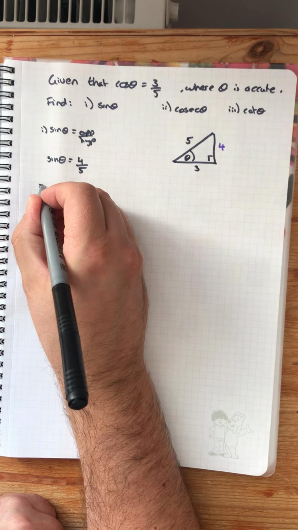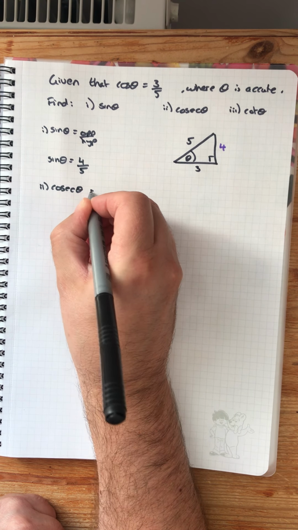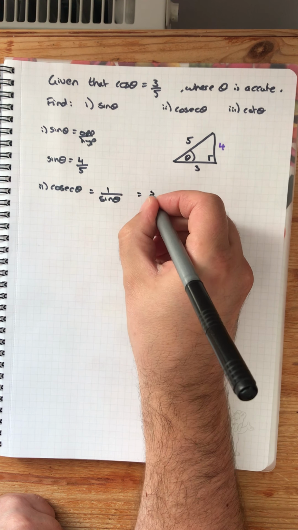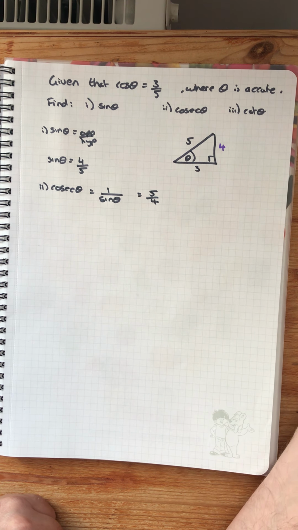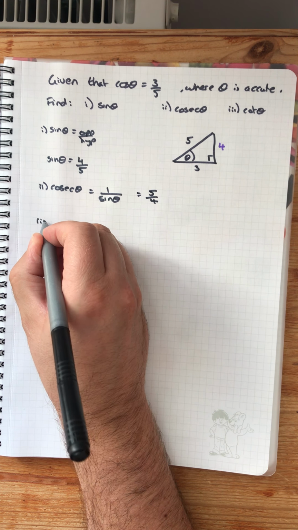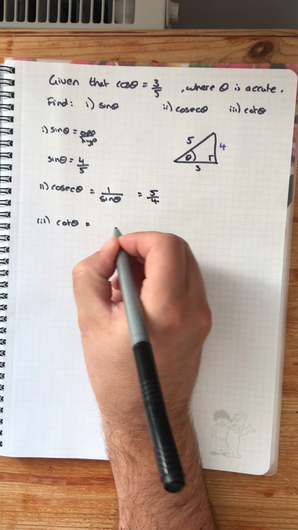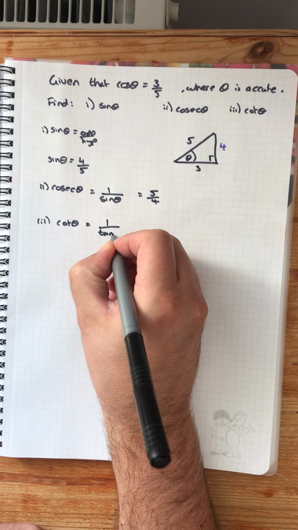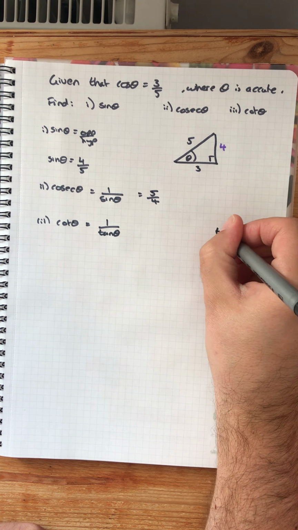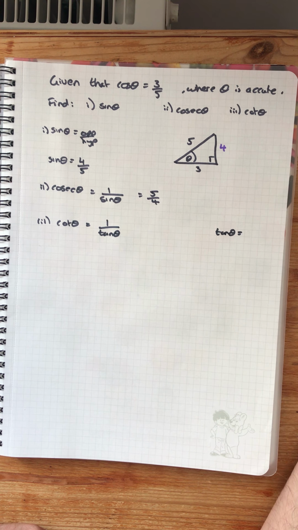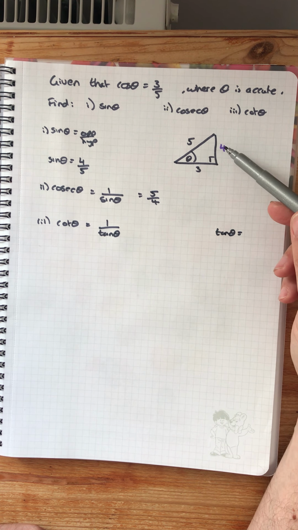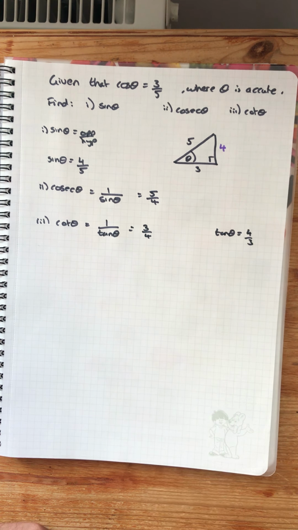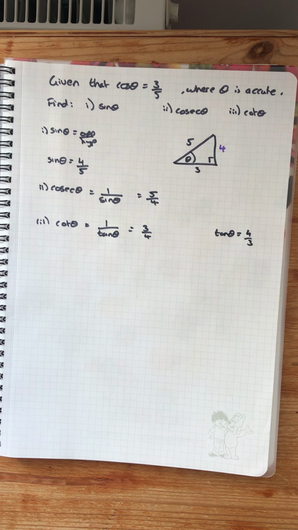Done. Second one, cosec theta. Well, I know that's 1 over sine theta, so that's going to be 1 over 4/5, so it's going to be equal to 5/4. The last one I've asked you to do is cot theta. Now there's multiple ways I could think about this, but the most straightforward perhaps is it's 1 over tan theta. Well, tan theta is TOA, opposite over adjacent, so 4/3. So cot theta is going to be 3/4, the reciprocal of it.